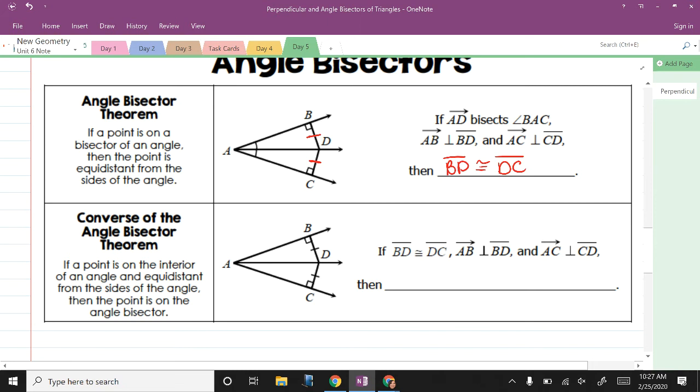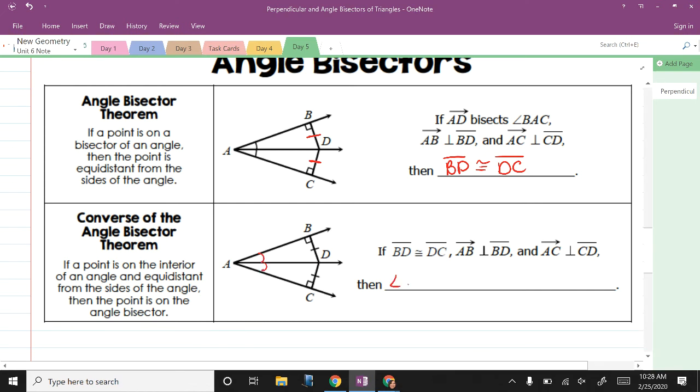Y'all with me? And the converse says, if a point is on the interior of an angle and is equidistant from the sides of the angle, then the point is on the angle bisector. So D here is showing the same distance from D to B as it is from D to C. So that means this angle A must have been bisected. So that means this angle A is congruent to this angle A.